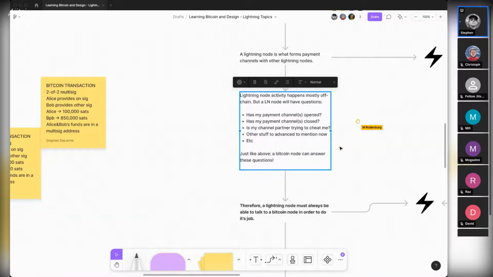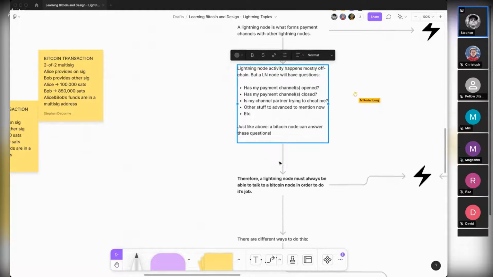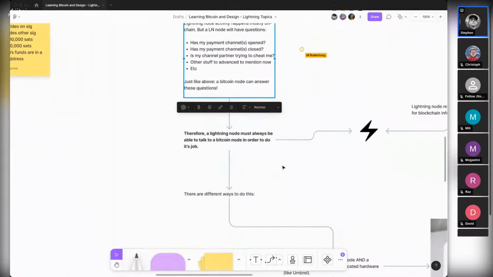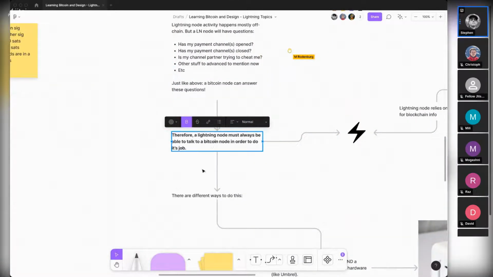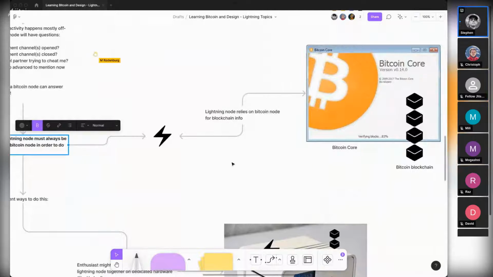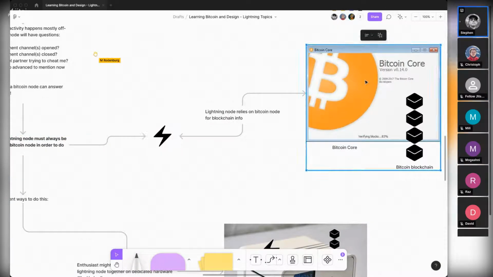And just like with the regular old Bitcoin wallet, a Bitcoin node can answer these questions for a Lightning node. It's the only thing that can answer these questions definitively. So therefore, a Lightning node must always be able to talk to a Bitcoin node in order to do its job. So here, handy graphic. Always remember this. You got your Lightning node, you got your Bitcoin node over here.